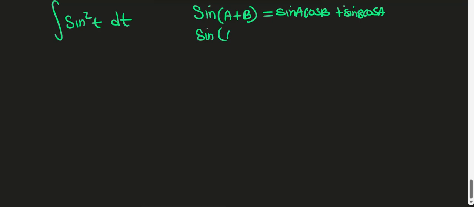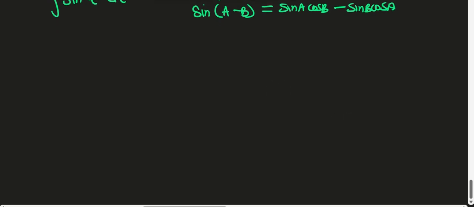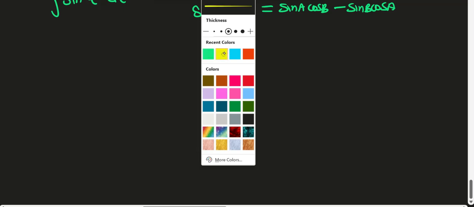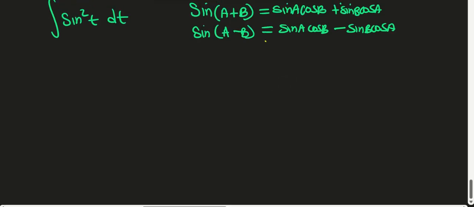Another double identity is sine A minus B is equal to sine A cos B minus sine B cos A. Okay, so let's look at another one. These are the sine double identities.